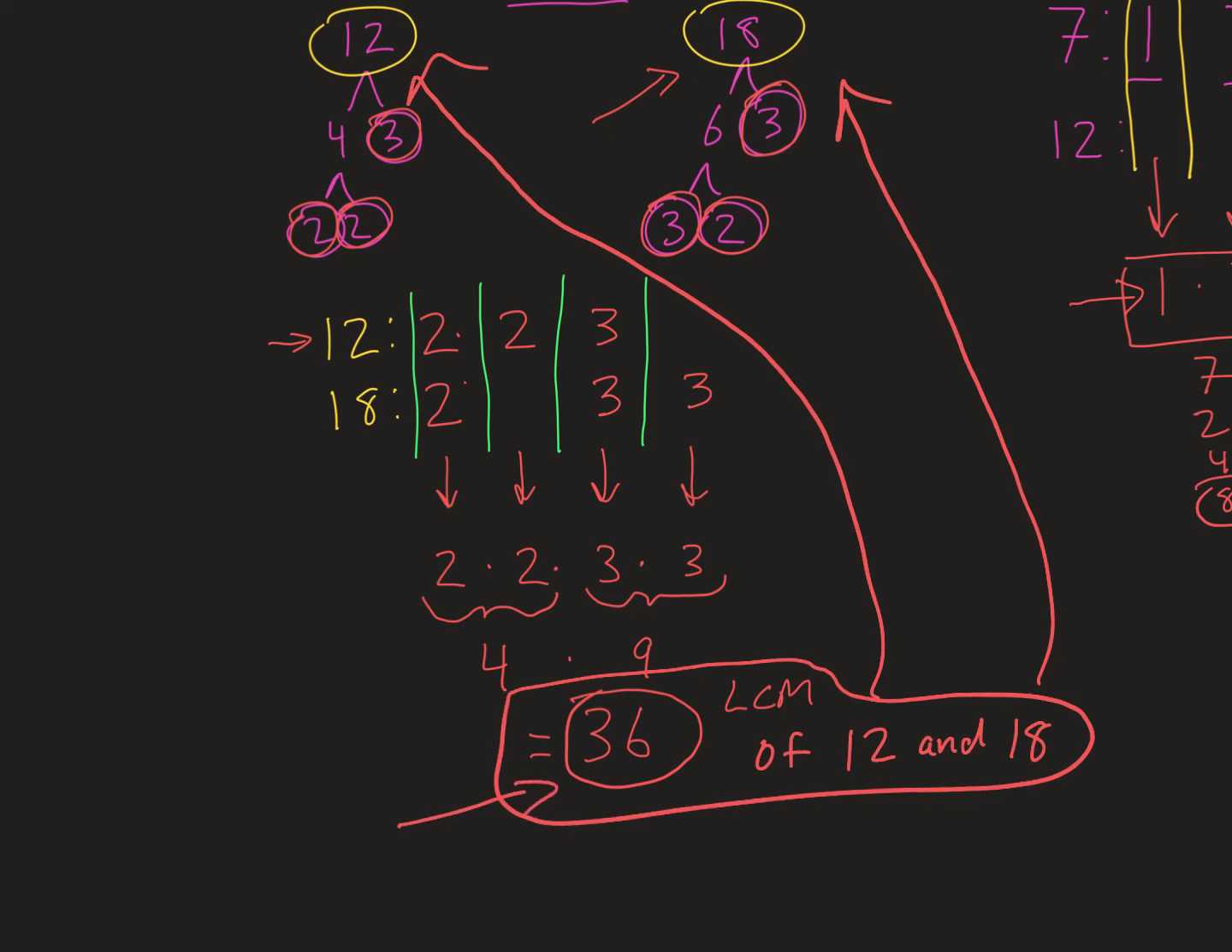All right, I know this was kind of a long video, but hopefully that was clear. That was section 1.5, finding the LCM, which is the least common multiple.